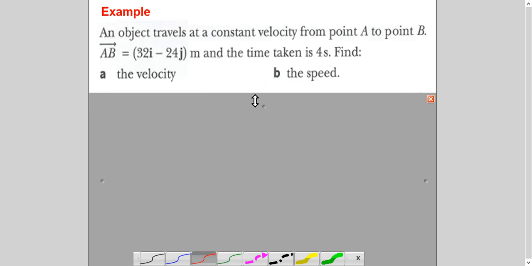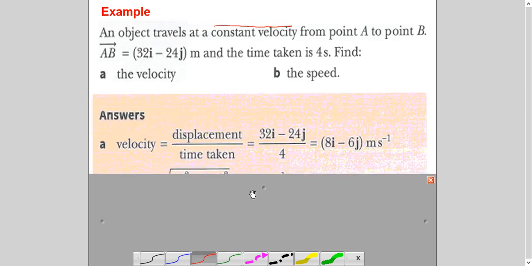I'm starting with the easy one. An object travels at a constant velocity from point A to B. So the vector is given to you, 32.1 minus 24i, and it is taking this much time. This is a constant velocity they are talking about. You have to find out the velocity. So how do you find out the velocity?